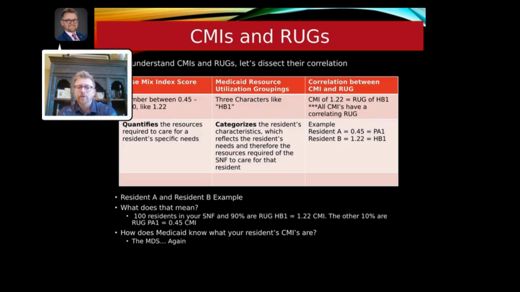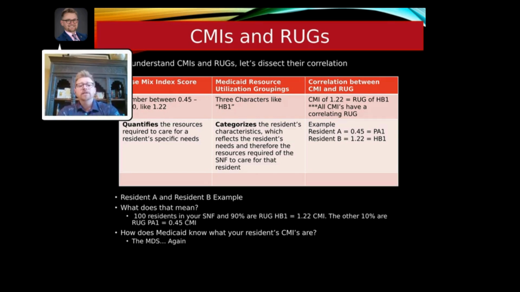Now contrast that with someone who scored a 0.45, the lowest CMI. They probably don't have a lot going on. They're probably completely independent with their activities of daily living. They can ambulate just fine. They do not need and are not receiving any therapy. They probably don't need to be in your nursing home if they're scoring a 0.45. But my point is, the CMI is nothing more than a way to quantify the acuity of your population, and quantify the resources that it will take from your nursing home to effectively meet those patients' needs.